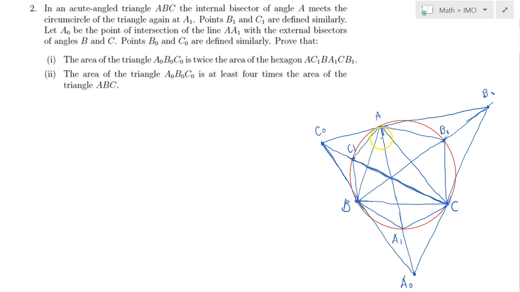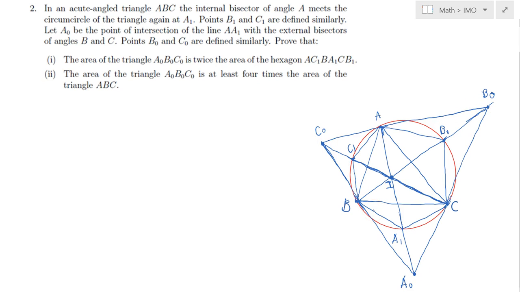We are told that the angle bisector, so this is the incenter of this triangle, the angle bisector AI meets the circumcircle at a point A sub 1. B1 and C sub 1 are also defined similarly. Let A sub 0 be the intersection of the ray AA1 with the external angle bisector at points B and C. So therefore you have A sub 0 as well. Similarly, B sub 0 and C sub 0 are defined, and you get triangle A0 B0 C0.